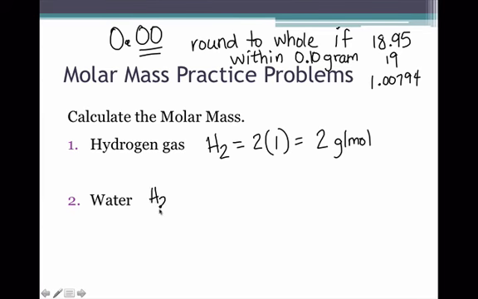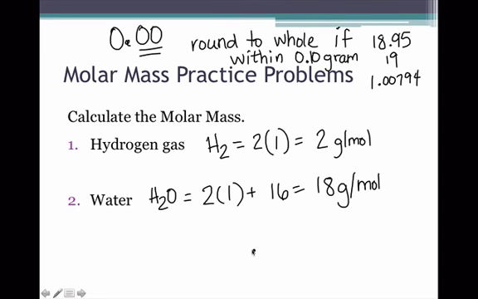Water is H2O. So I'm going to start the same way. I have 2 hydrogens, and I know each hydrogen has a mass of 1. Plus I have 1 oxygen. So I go to the periodic table and I look for oxygen. It's 15.9994. Again, that's close enough to a whole number, I can just say 16. So 2 plus 16 would be 18. There's 18 grams in 1 mole of water.